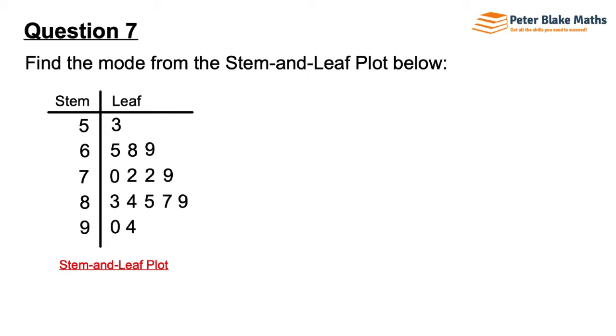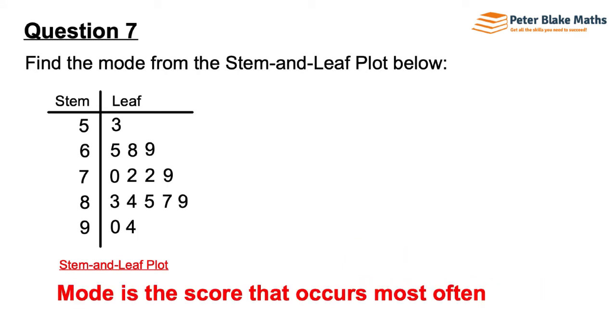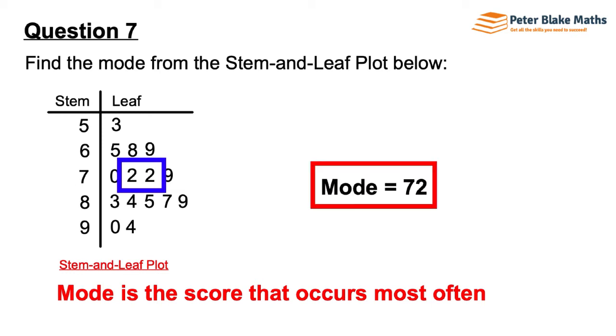Question 7. Find the mode from the stem and leaf plot shown below. The mode is the score that occurs most often. And in this case we can see the only score that occurs twice is 72. We say it's a mode of 72.